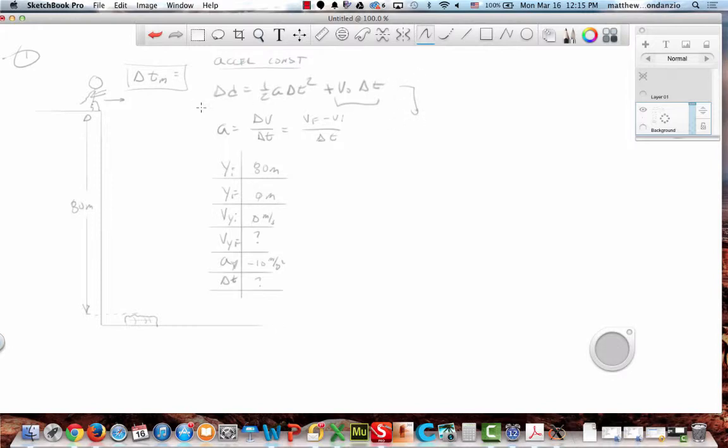So delta distance is really what? How do I break down delta distance? Final minus initial. And my distance is in the y position, so it's really y final minus y initial, right? Equals what? Finish out the equation. 1/2. Let's finish up the variables first. a in the y direction times change of time squared plus my vy initial times delta t.